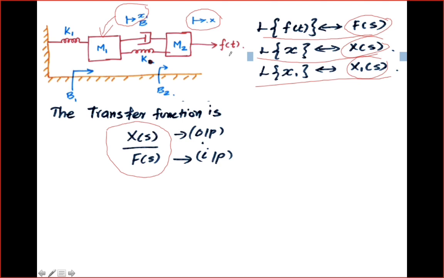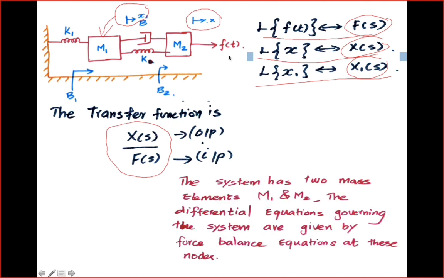So, in order to solve this problem, we need to know how to approach it. Here, the basic constraint is we have two mass elements, m1 and m2. The differential equations governing the system are given by force balance equations. So, we are going to find the differential equations related to mass elements m1 and m2, and from that, we are going to determine the transfer function.